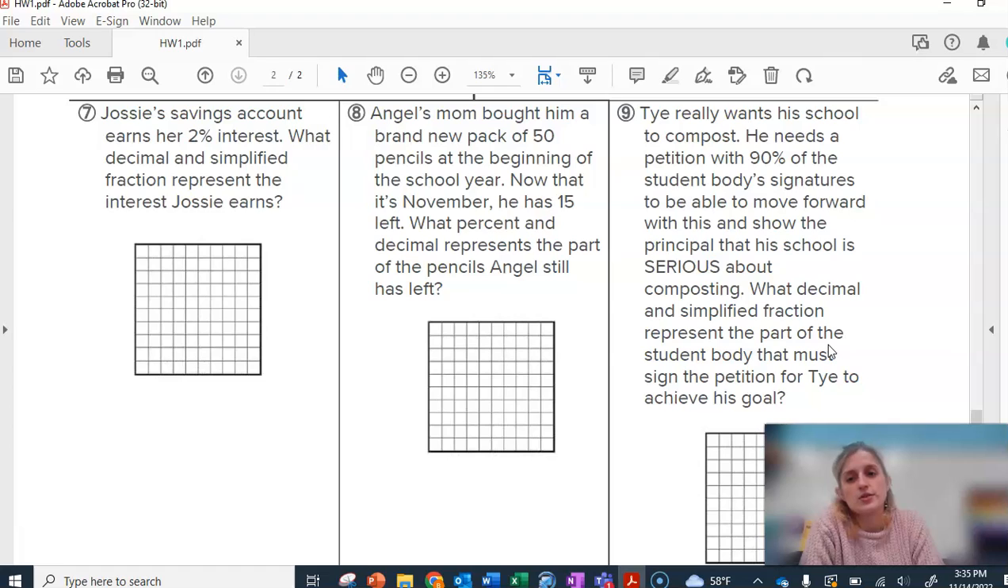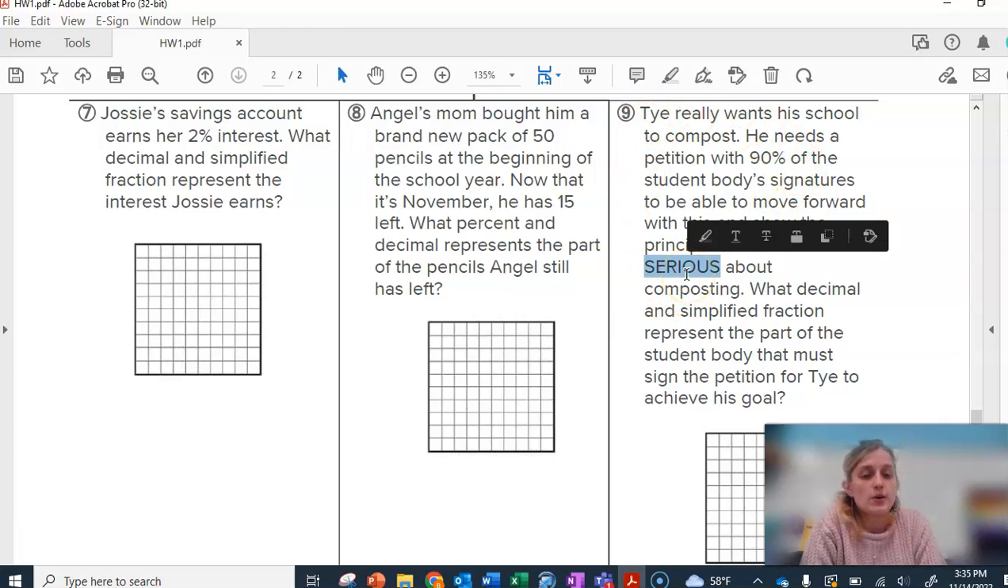Josie's savings account earns her 2% interest. What decimal and fraction represents 2%? If you want to draw it, you can, but I'm looking for a decimal and I'm looking for a fraction. A simplified fraction. And that is, well, let's try actually this last one.